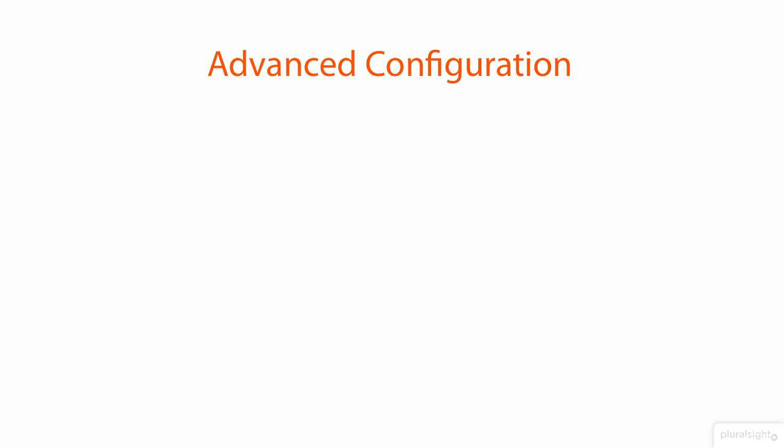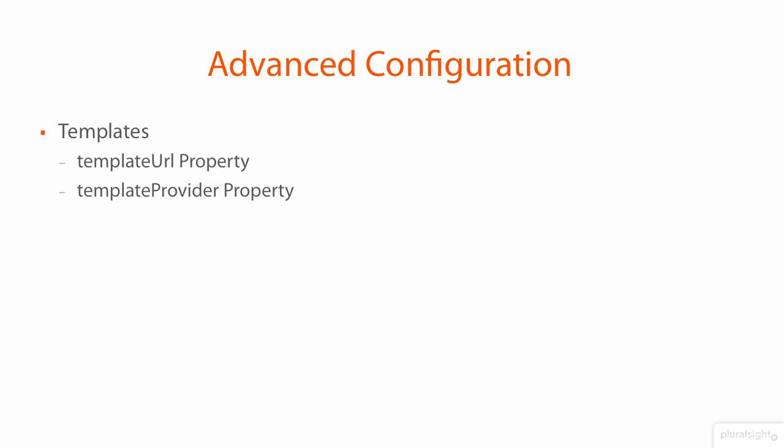There are a few slightly more advanced configuration options I want to point out, even though I think their use cases are somewhat narrow. The first are related to templates. We've already seen how you can use the template URL property to specify a path to a template file. However, you can also assign a function to the property that returns a path to a template file. This gives you the ability to be a bit more dynamic in how you specify which template should be used with the state.